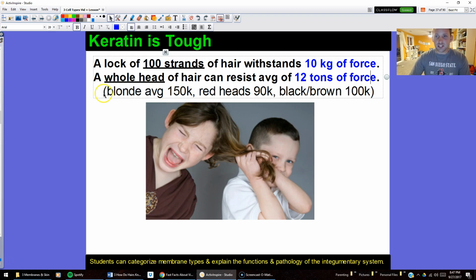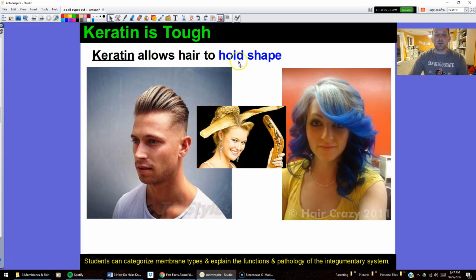Blondes, this is interesting, have an average of 150,000 hair strands on a head of hair. So that's the most. Redheads have the least, and brown and black have in between. That's not the most important part for the test. That's just interesting. So given that keratin's so tough, it can also hold its shape. You put water in it, it absorbs water, and it's tough enough to maintain the same shape.